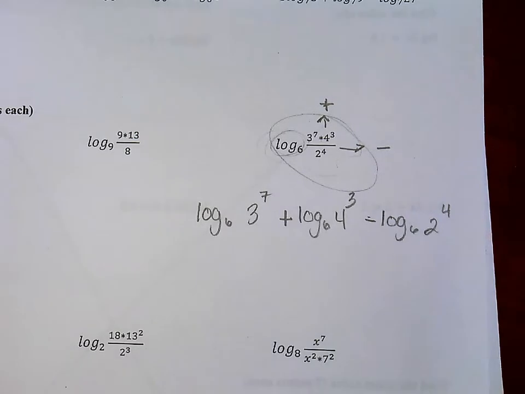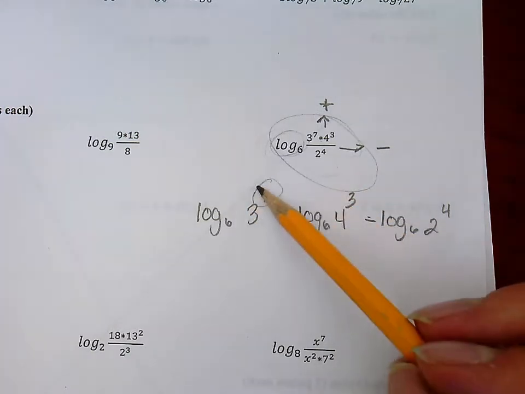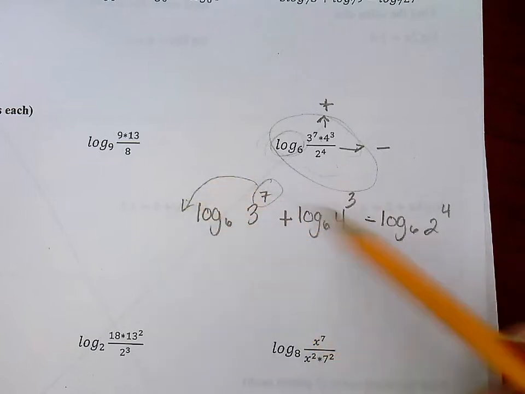Our next step here would be to look at this. Okay, so we've got everything. We've got the plus and minus. The last thing is to figure out, all right, what am I going to do with these numbers up here? Well, I know that they go in front.